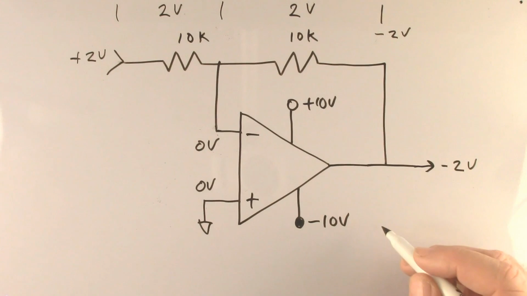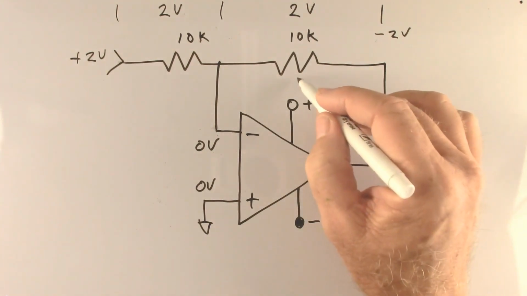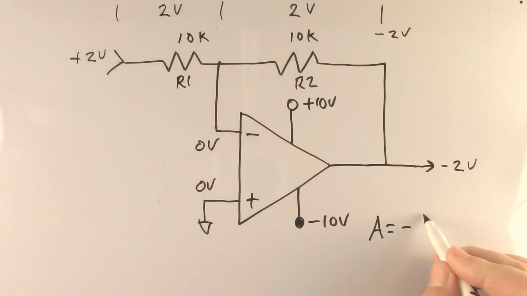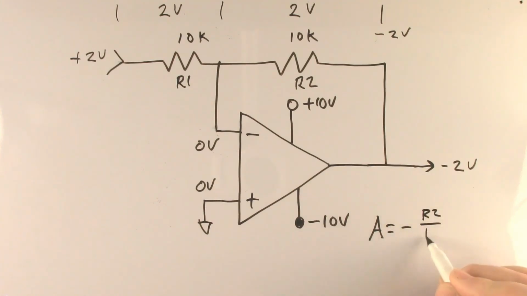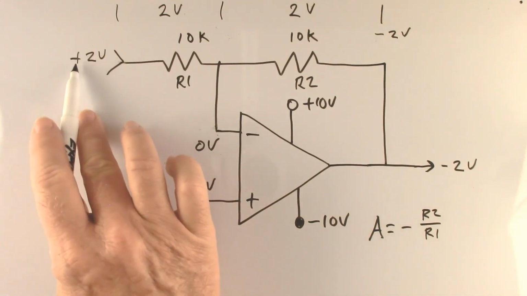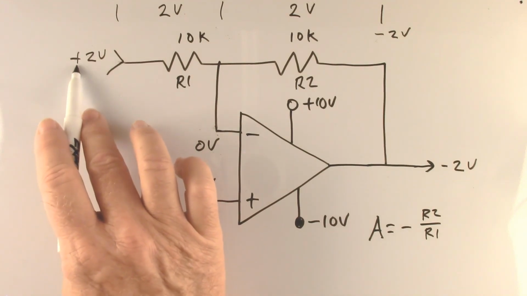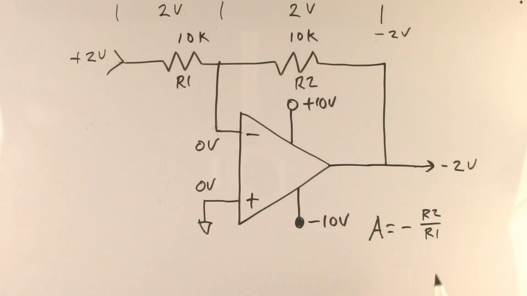So the formula for this circuit is our voltage gain is equal to minus R2 over R1. The minus sign simply reminds us that our polarity will always be opposite from the input. The output polarity will always be opposite from the input polarity. So notice we have plus 2 here, we have minus 2 there. So for those of you who like formulas, there's the formula for it. The output will be simply the ratio of these two resistors, but the polarity gets reversed.